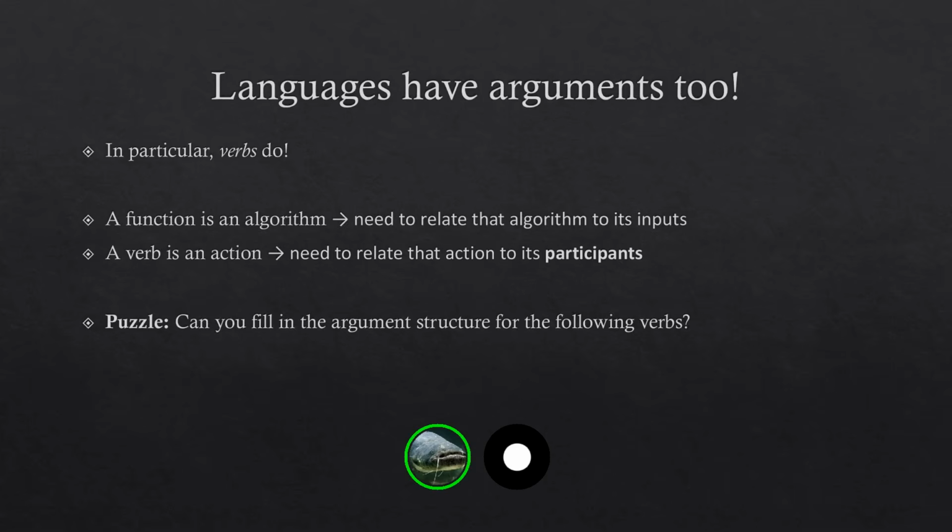So where are the arguments in language? In our verbs. If you think about a function as an algorithm that relates to its inputs, we have the subtract function, and we need to relate the algorithm of subtracting to the two numbers. There's the function, and what the function does is that. When we think about a verb, you can think about it in the traditional grammatical sense. It's some sort of action, right? We have nouns and verbs. Nouns are things. Verbs are actions, dynamic things that occur.